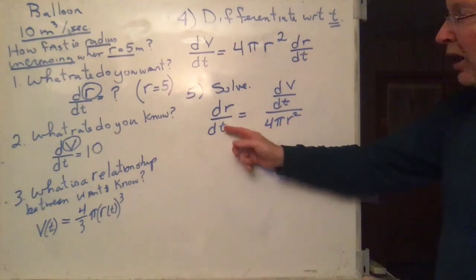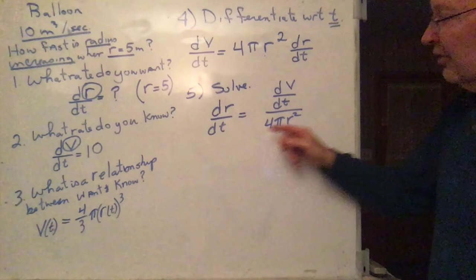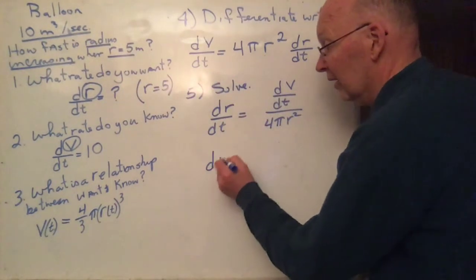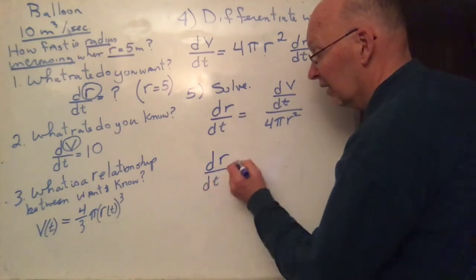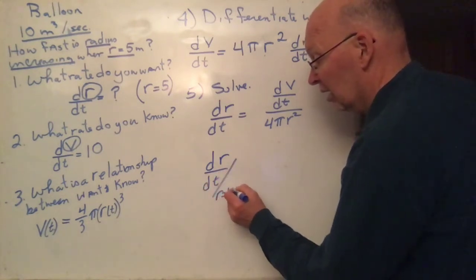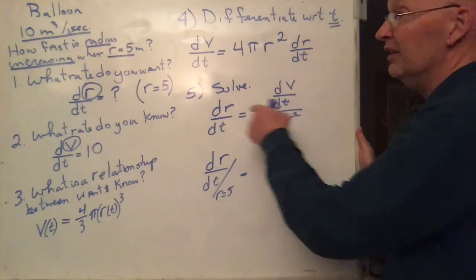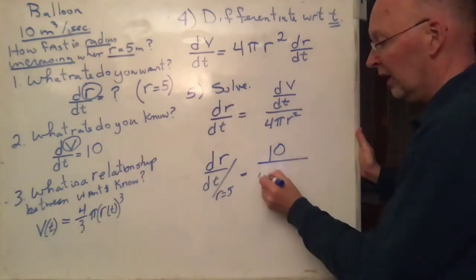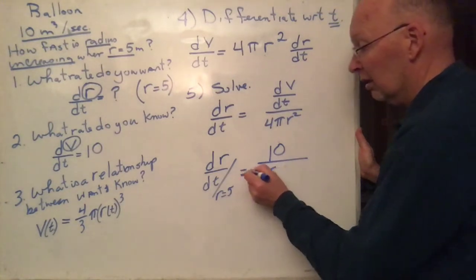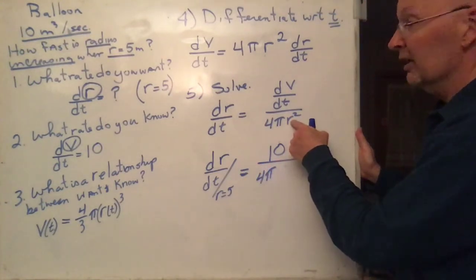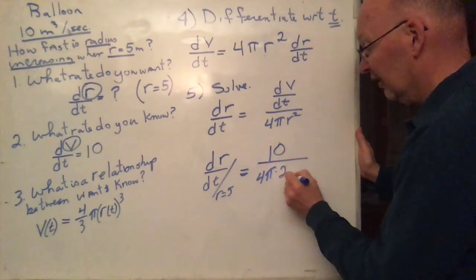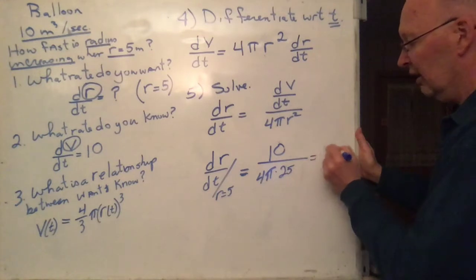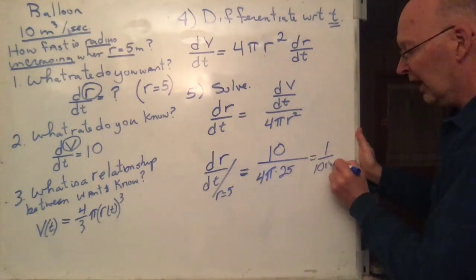And now we want this rate when r is equal to 5. So now at this point, I put in r equals 5. And we get what? First of all, dV/dt, that's 10. 4 pi. r is 5. 5 squared is 25. 25 times 4 is 100. 10 over 100 is 1/10. So it's going to be 1 over 10 pi.